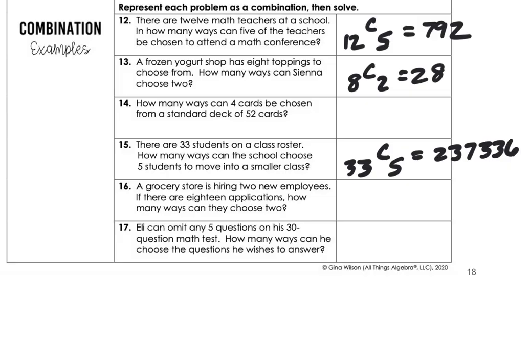Bigger number's always first. Yep. Because if I have 5 people, can I choose 13 out of those 5? No. So good question. The bigger number always has to come first.